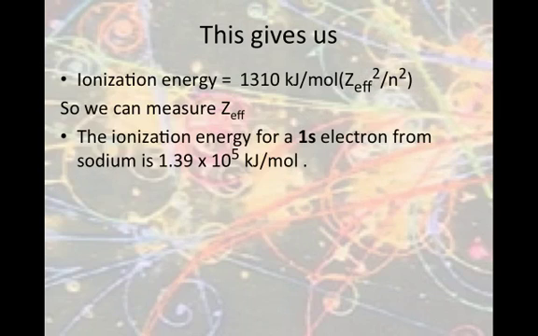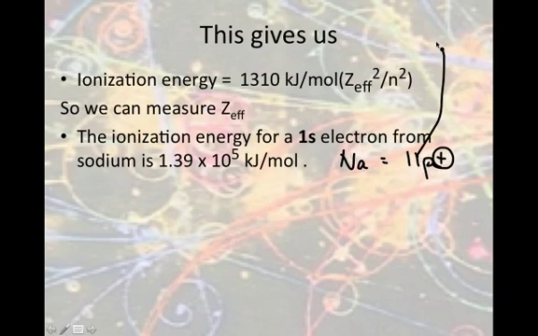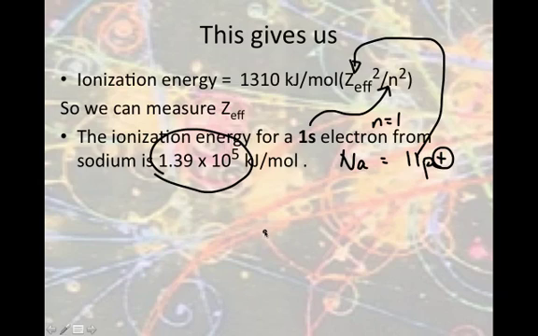Ionization energy for a 1s electron from sodium, using this math, is 1.39 times 10 to the 5th. And that comes from sodium having the nuclear charge of 11 protons. All right, so we put 11 in for Z. And then it's the 1s electron, so we put n equals 1 here. All right, that's all we did. And when we do that math, this is the number we get.